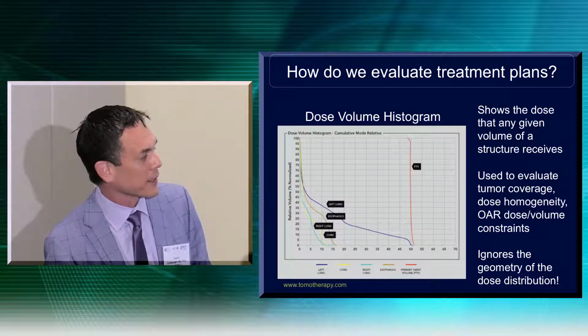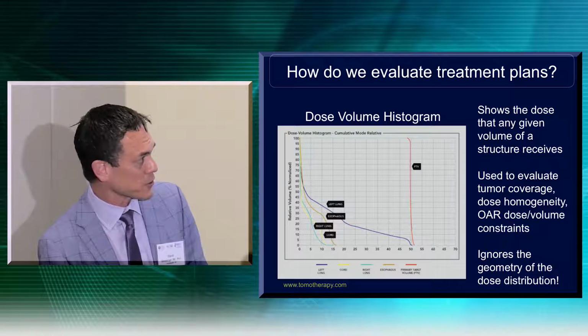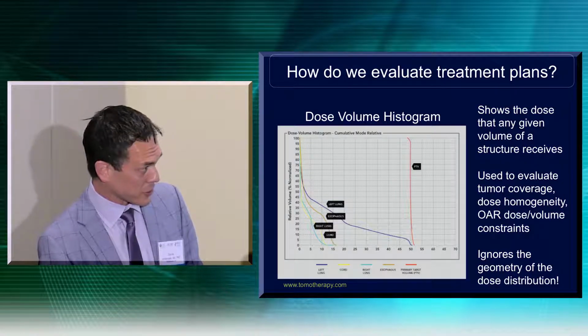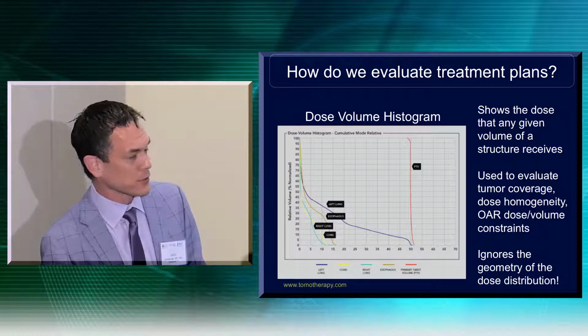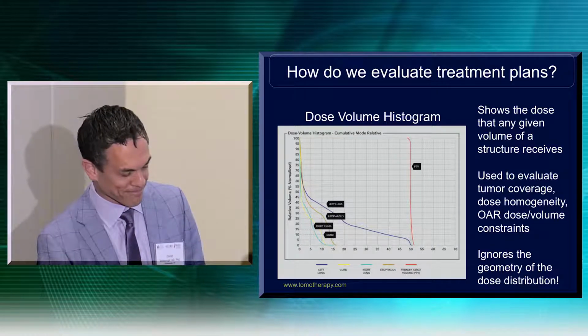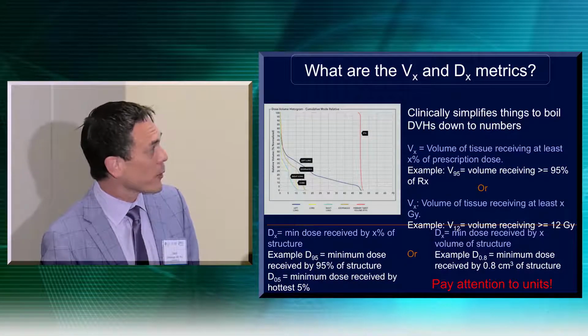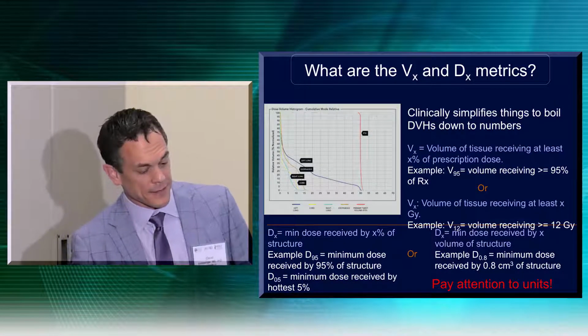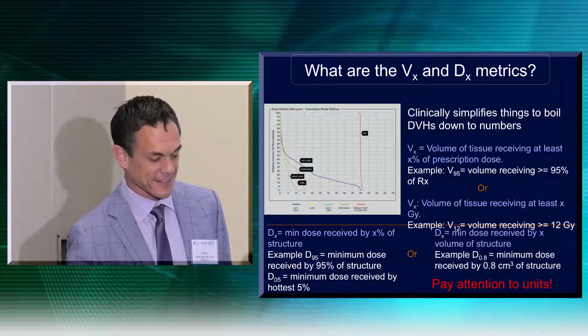But you have to remember that it ignores the geometry of the distribution because you've lost that part. But geometry is everything for radiosurgery, so I encourage you to always look at the actual treatment plan also. One thing that boils out of the DVH, or what I like to call the VX and DX metrics.